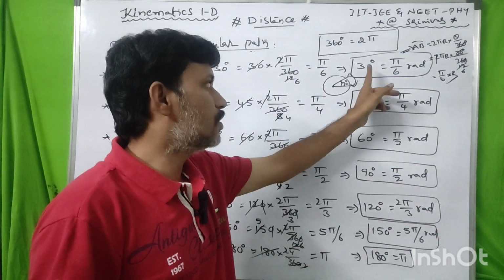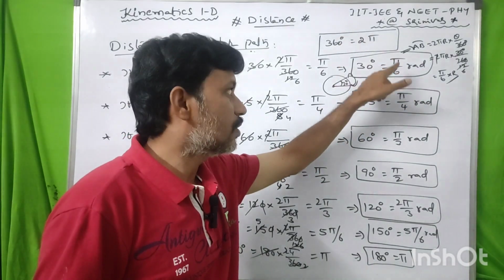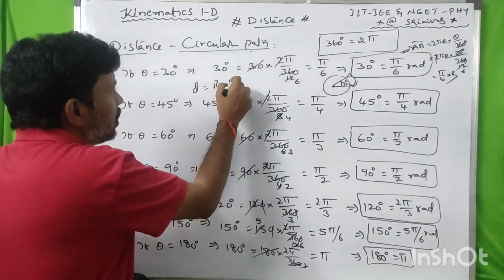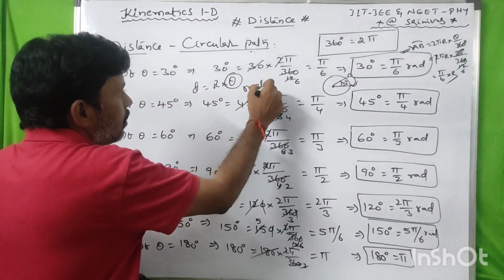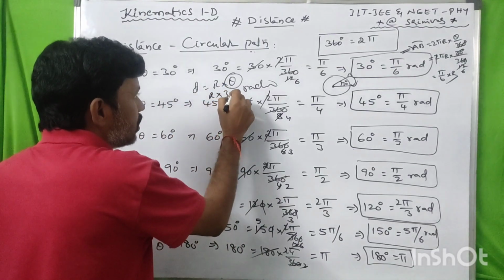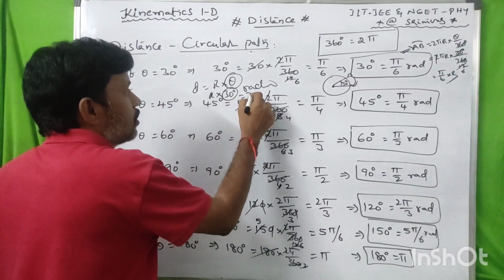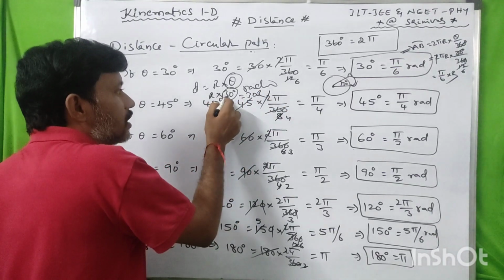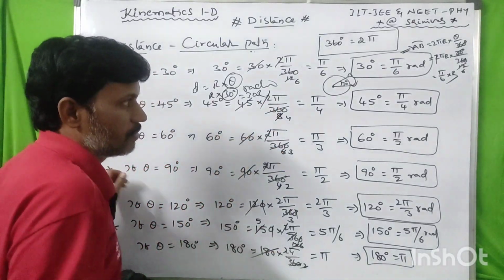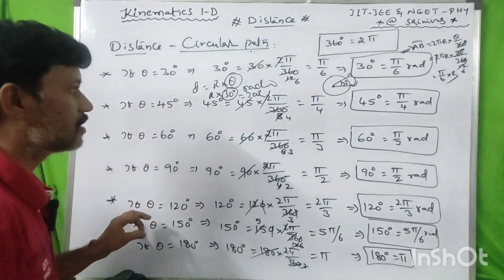Theta into r is the first formula, but theta should be taken in radians. Actually, first we wrote one formula, distance d is equal to r into theta, but theta should be taken in radians. We should not write r into 30 degrees, that is not the answer. 30r is not the answer. But 30 degrees can be converted into radians. That's why pi by 6. So r into pi by 6. Understand what I say? Like this we can find the distances in all cases.